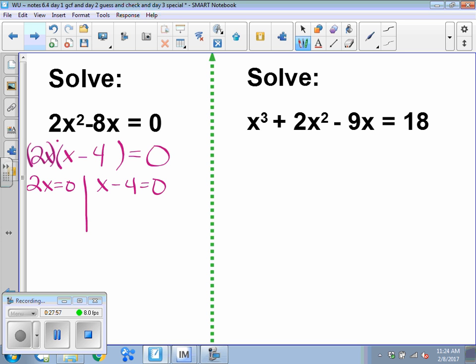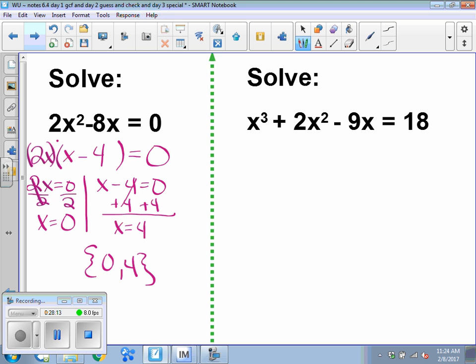Okay? So divide by 2. 0 divided by anything is what? 0. Add 4. X equals 4. So my two solutions are 0 and 4. Crosses the x-axis at 0 and crosses it at 4.